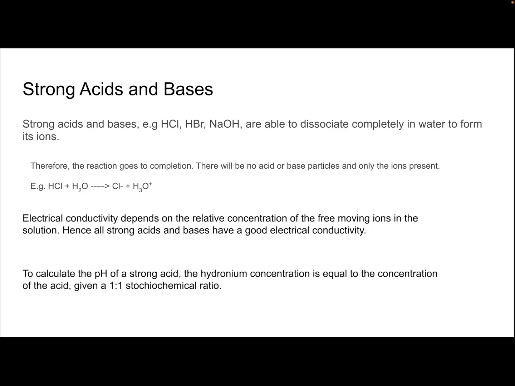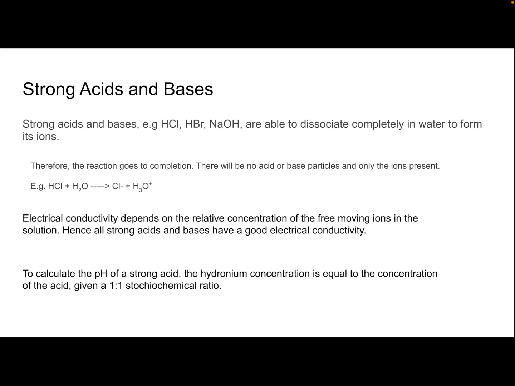To calculate the pH of a strong acid or a strong base, the hydronium concentration is equal to the concentration of the acid if it's a 1-to-1 stoichiometric ratio. So in this case, if we have HCl and H2O, we know that 1 mole of HCl is going to dissociate to form 1 mole of Cl- and 1 mole of hydronium ions. Therefore, the concentration of the acid is equal to the concentration of hydronium.